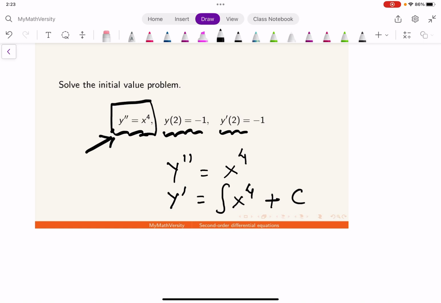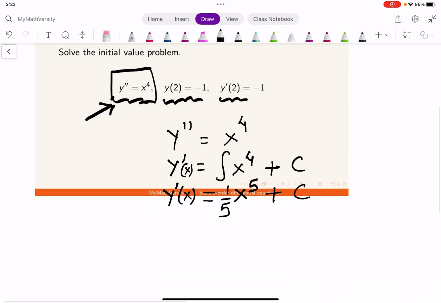So that means y prime of x will be obtained by this. But we know what the antiderivative of x to the power 4 is, right? By the power rule, it would be x to the power 5 multiplied by the reciprocal of 5. So 1/5 times x to the power 5 plus c will be y prime of x. So this is the first application of the integration. We can continue this process and get the general solution of this differential equation.